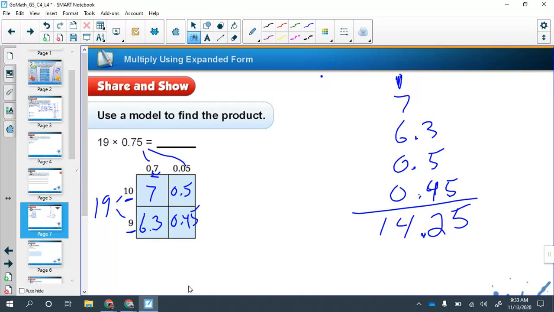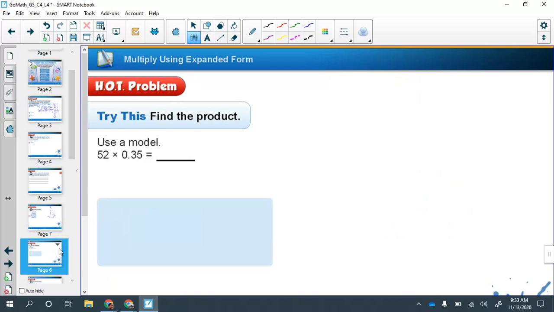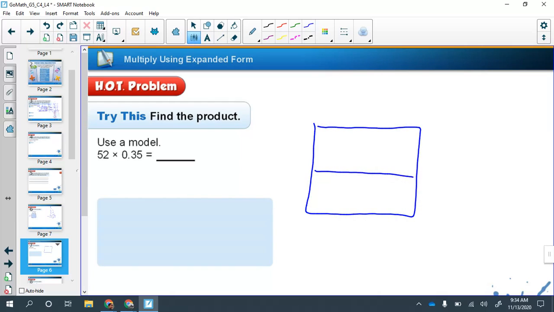All right, I'm going to try one final one. Why don't you start off by giving it a try, pausing the video, and then come back and check and see how you did. All right, so let's give this one a try. So we're going to start off by drawing our box. We're going to cut it up. Here on this side, we have 50 plus 2 is 52. Across the top, we have 3 tenths plus 5 hundredths for 35 hundredths.